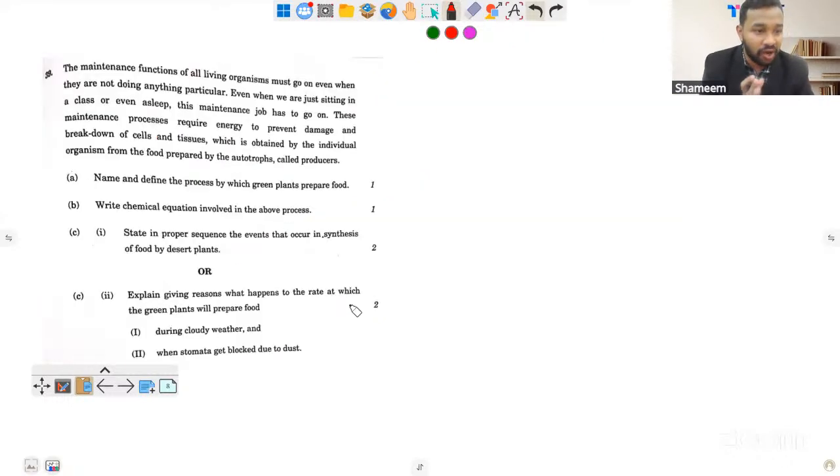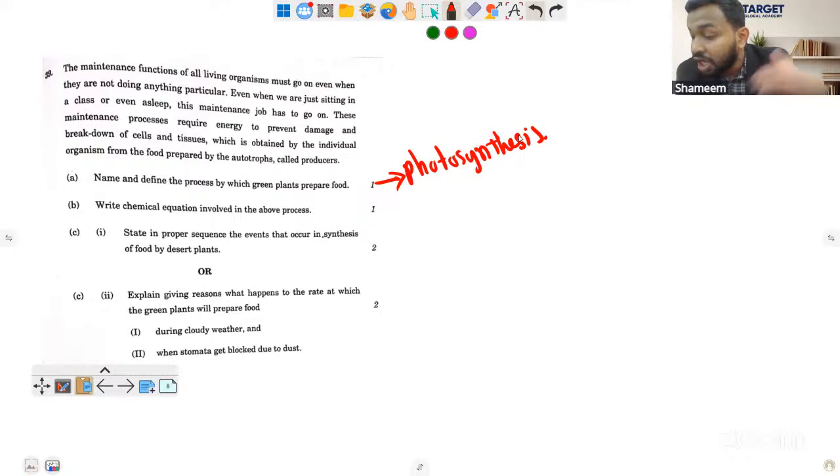Then the last one, I think it causes some difficulty to some people, but it becomes very easy. Name and define the process by which green plants prepare food. Which is the name of that process? That is photosynthesis. What's the definition for photosynthesis? If you know the equation, you can write the definition.